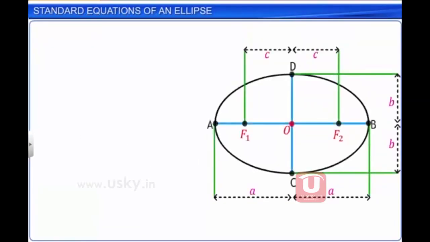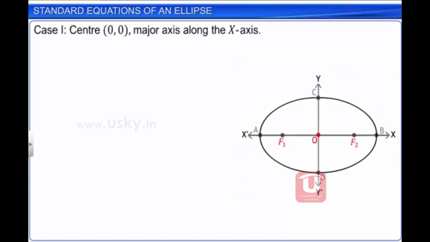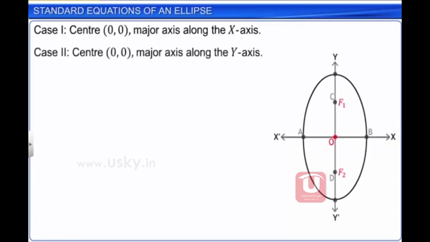If we consider an ellipse with its vertex at the origin and its major axis along the x or the y axis, then there are 2 distinct possibilities. The first possibility is that an ellipse has its center at the origin and its major axis along the x-axis. In this case, the foci of the ellipse lie on the x-axis. The second possibility is that an ellipse has its center lying at the origin and its major axis along the y-axis. In this case, the foci of the ellipse lie on the y-axis.